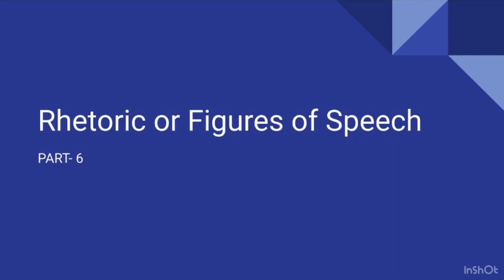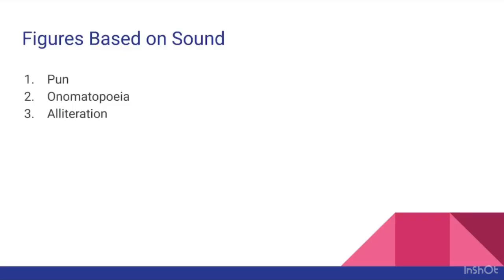Hello everyone, hope you are doing well and by now you have watched the previous videos on rhetoric or figures of speech. This is part 6 of the rhetoric or figures of speech series. In this video I shall discuss figures based on sound. There are three figures of speech under this category: pun, onomatopoeia, and alliteration.